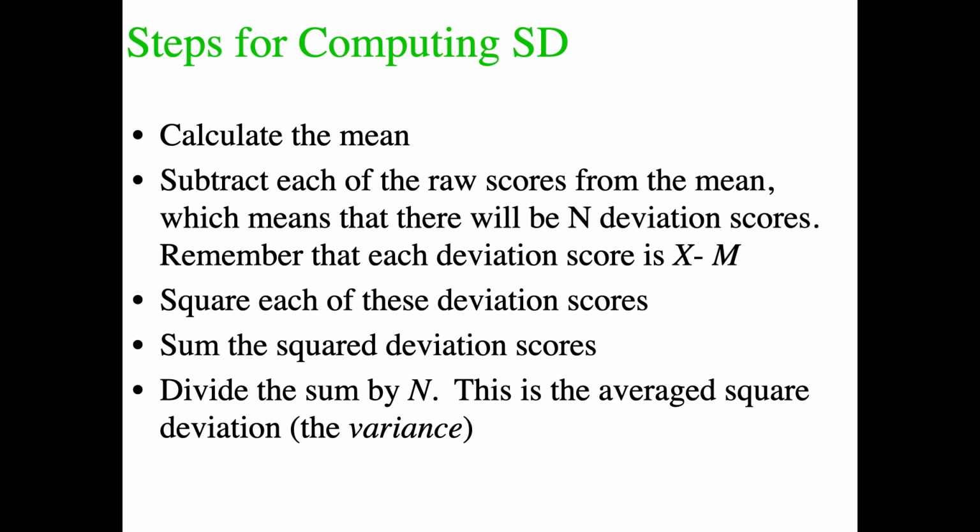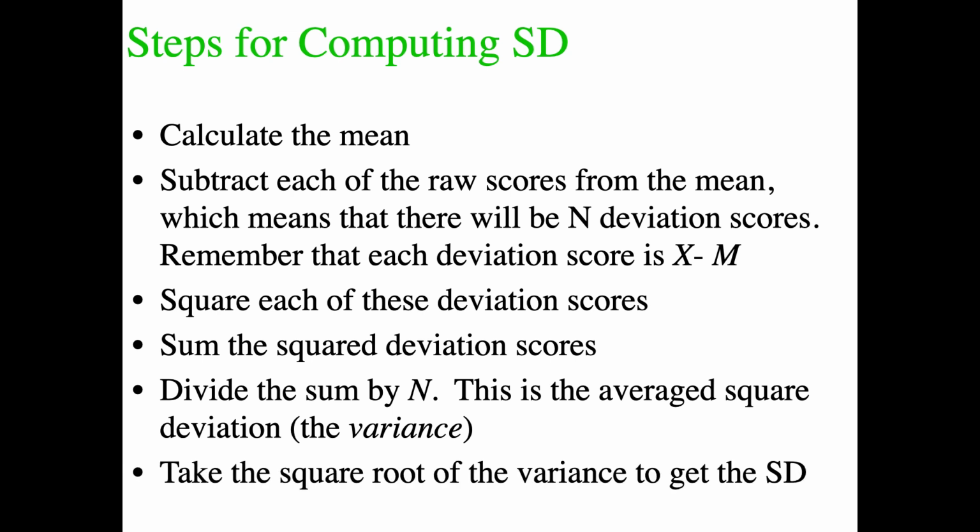So everything we've done so far just gives us that number that represents the variance. To go the next step further, to get the standard deviation, all I have to do is take the square root of the variance to get the standard deviation. Now the book takes you through some examples right in the chapter of how to do this, step by step.